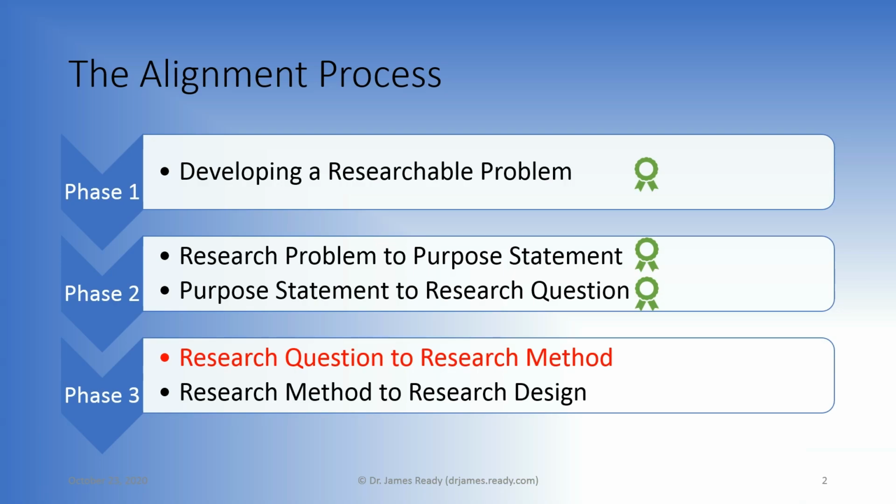Before we move forward, let's recap the prior three sessions. We discussed how to identify a researchable problem supported by academic literature. We described the components of a purpose statement that align with the problem statement, and we illustrated research questions that align with the prior two phases.